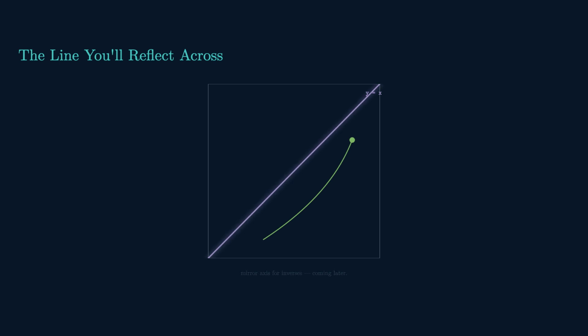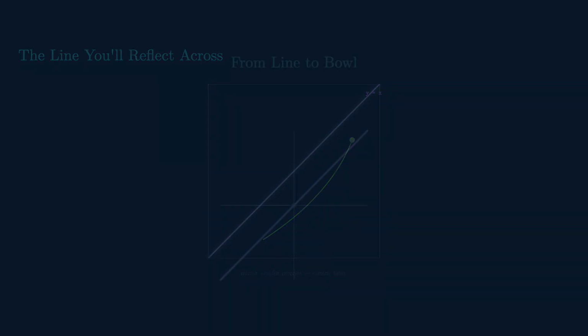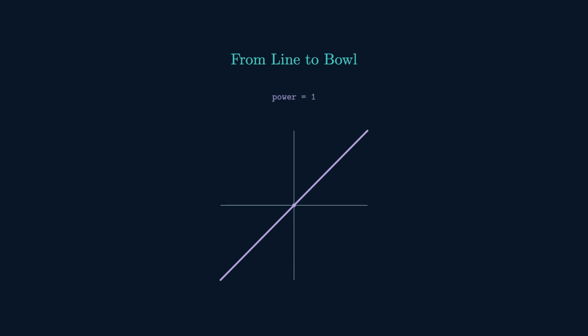Right, the power on x was 1. Crank it to 2 and everything changes. A straight line is the whole story when the power on x is 1. Raise it to 2, and the line folds. Watch, the left arm swings up, the whole thing bends at the origin, and you get a bowl. That's the parabola. Let's build it properly.